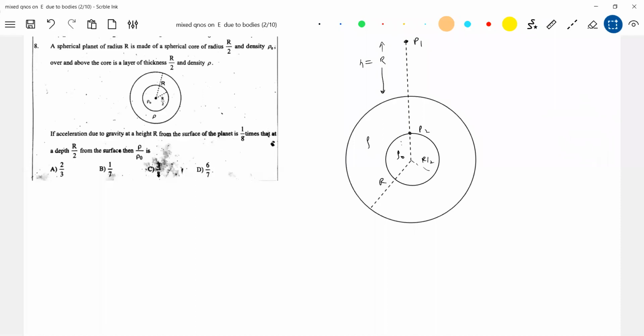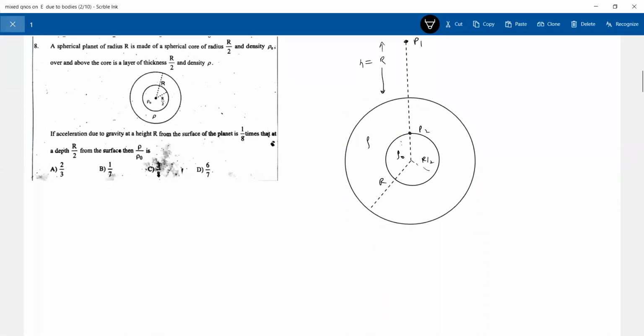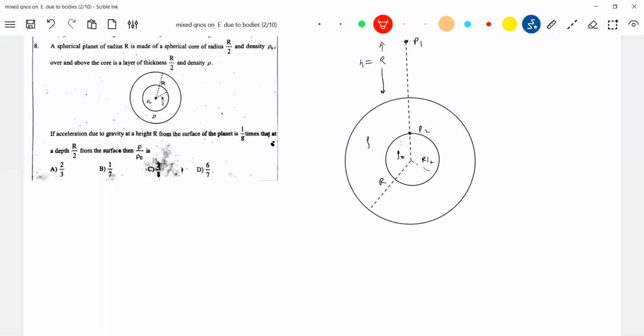Okay, now we'll first calculate the mass of these spheres. First we'll calculate the mass of this one, M1, and the mass of this one will be M2. I think this will help us a lot. What is the mass M1? M1 should be equal to the density rho naught times 4 by 3 pi times (r by 2) whole cube. This will be pi r cube rho naught by 6.